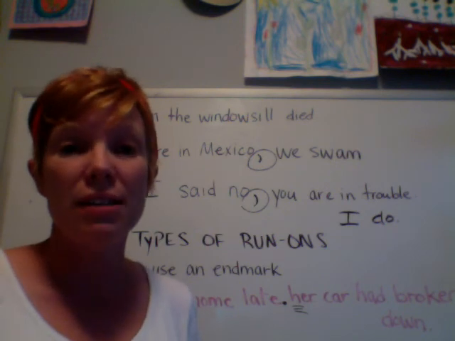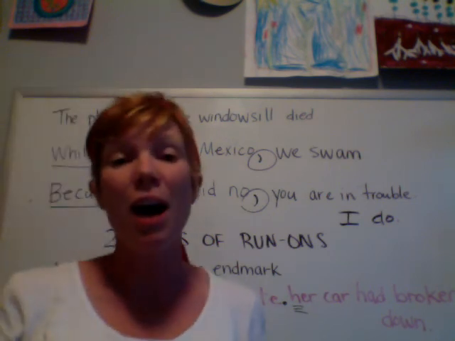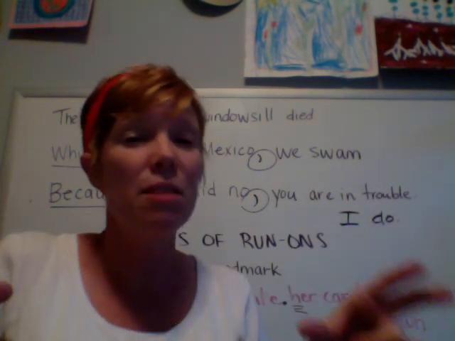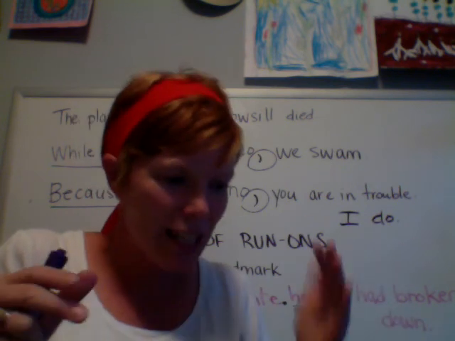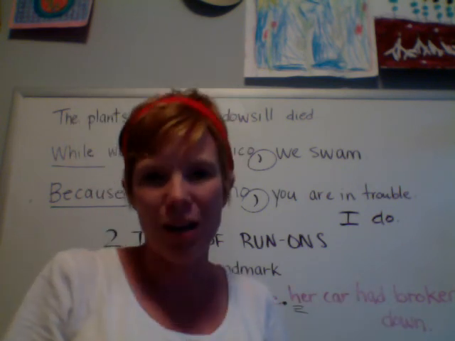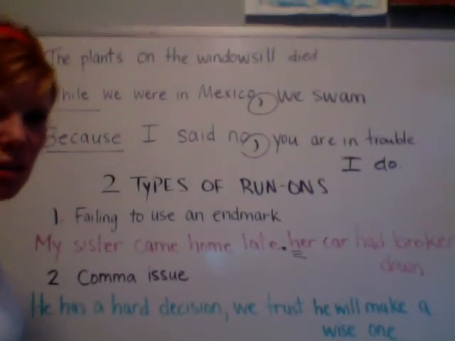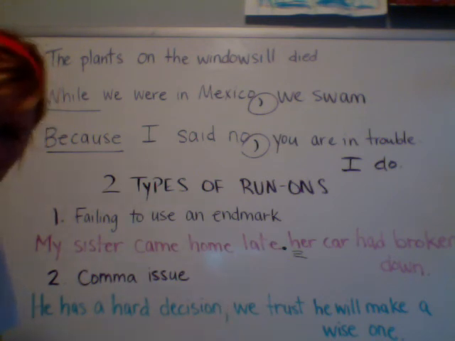The other basic error made with sentence run-ons is what we call a comma splice. Okay, and we think we've identified we have two ideas that may or may not be exactly connected. And so we attempt to attach them to each other with a comma, and it doesn't work sometimes. So that would be this type of sentence, the comma issue. Right? He has a hard decision. We trust he will make a wise one. Okay? We knew something was going on here, right? He has a hard decision. We trust he will make a wise one.